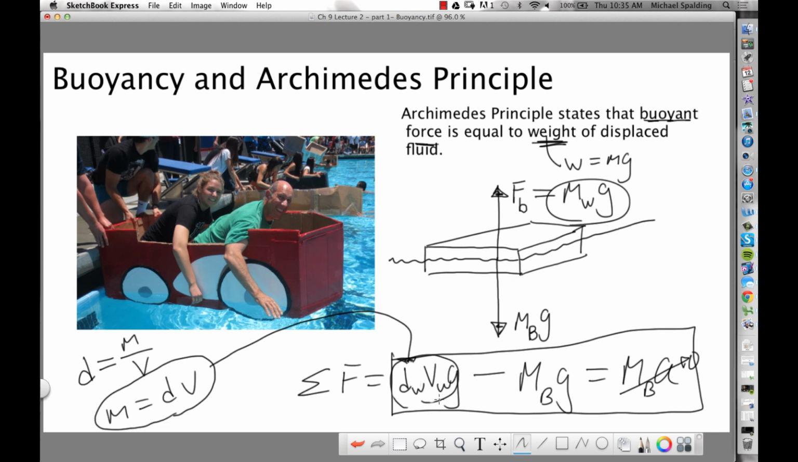Now, final thought before we do a problem. What is the volume of this water? Volume of water. Do we mean the entire pool of water? What is this volume of water right here? The volume of the water is equal to what? The volume of the object displaced. Or the volume of the object submerged, sorry, not displaced. The volume of the object submerged.